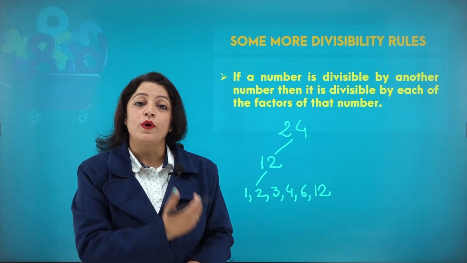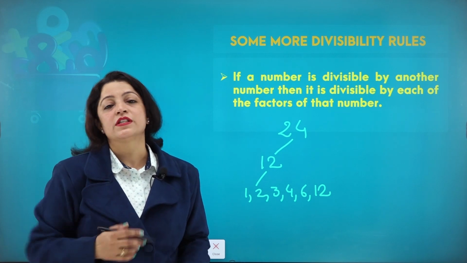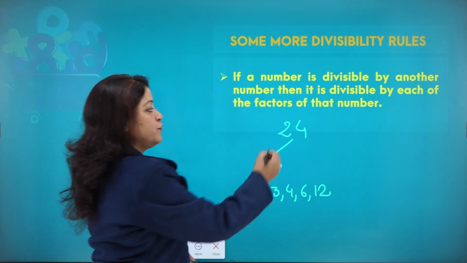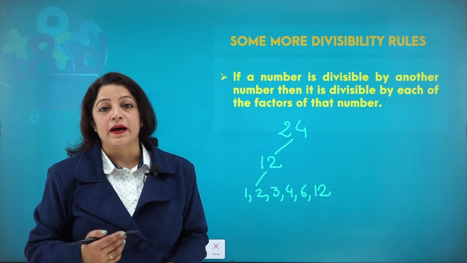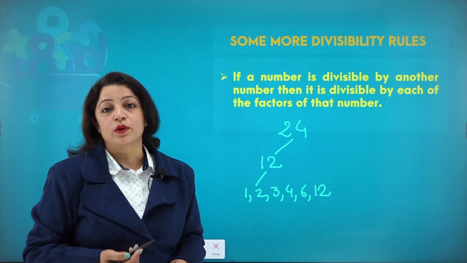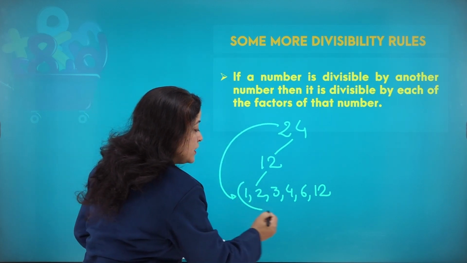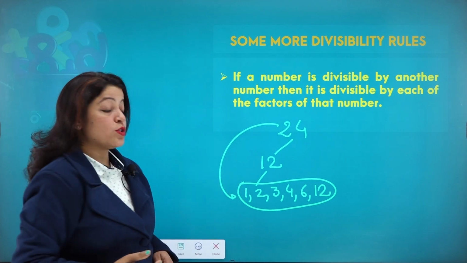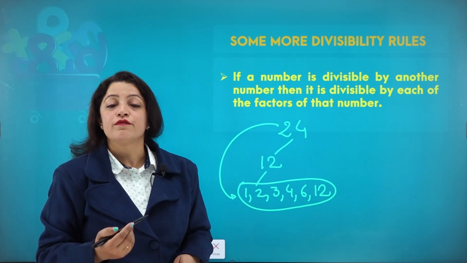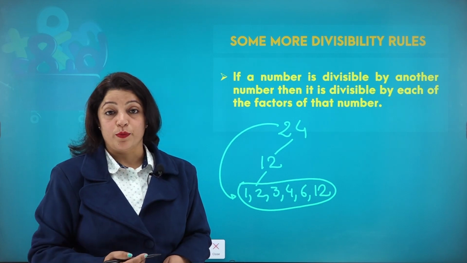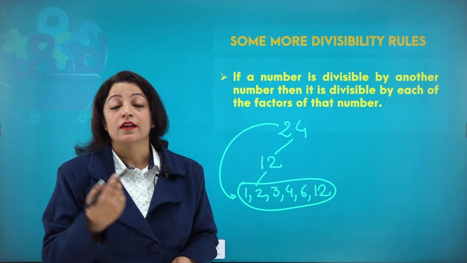Alright. Now what do you understand by this? This rule states that if a number is divisible by another number, that means if 24 is divisible by 12, then it is divisible by each of the factors of that number also. That means 24 will be divisible by all these numbers also. That means 24 will come in the table of 1, 2, 3, 4, 6 and 12 also. You may take any other example also and try the same rule with the number.